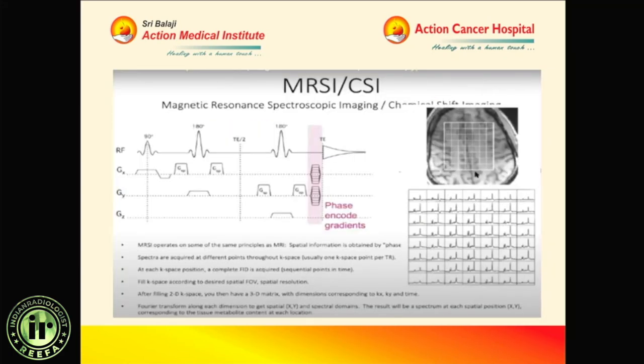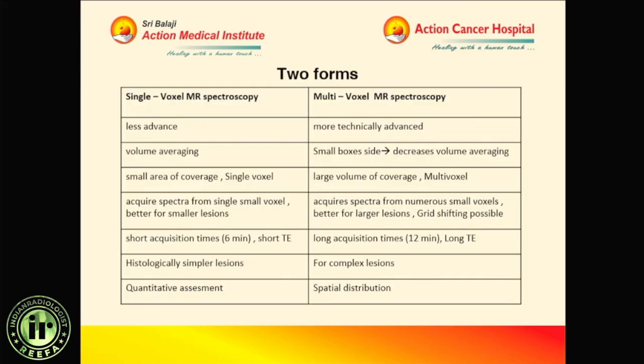In MRSI, what we do is we put phase encoding gradients and we put a grid. In the grid, each square gives us the chemical composition of the metabolites. So this leads us to two forms. One is single voxel MRS and one is multivoxel MRS. Now single voxel is less advanced. There is a problem of volume averaging.